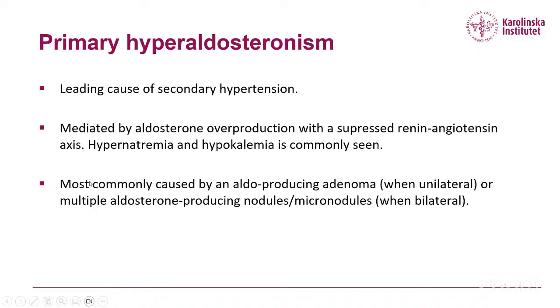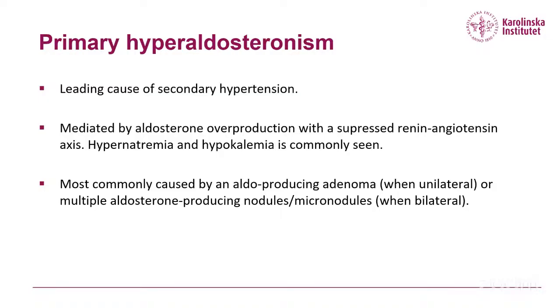The leading cause of secondary hypertension is primary hyperaldosteronism, or PA. I would try to call it PA to speed up things. PA is mediated by aldosterone overproduction, and this is caused by a single aldosterone-producing adenoma or multiple aldosterone-producing nodules, which are also microtumors developing independently with their own somatic mutations. And it's really important to distinguish between these two entities, because what we know is that the aldosterone-producing adenoma is a unilateral disease which is curable by surgery, whereas the aldosterone-producing nodules and micronodules, we think they're often bilateral.